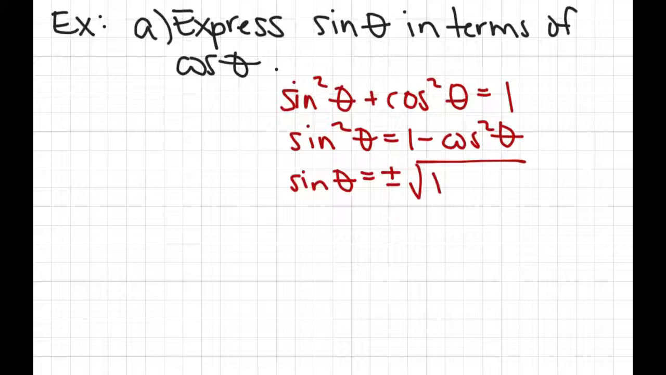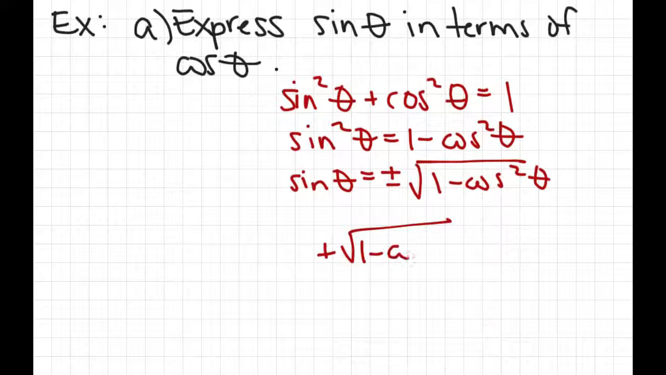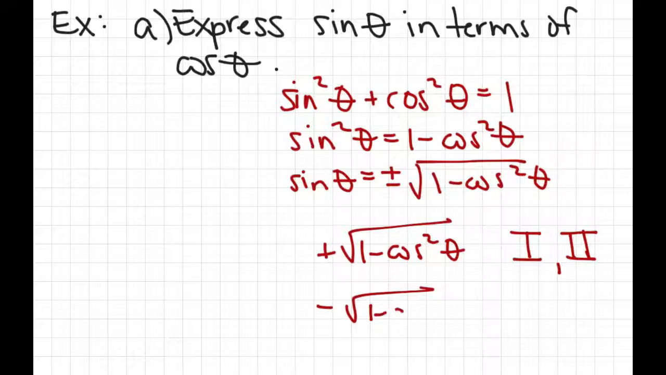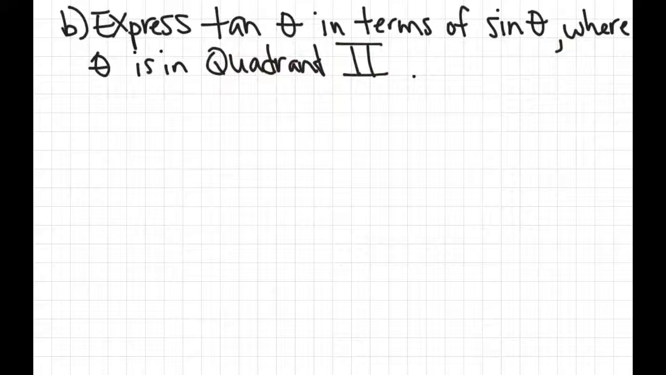And notice I have the plus or minus symbol. The reason I have the plus or minus symbol is because if it's positive, square root of 1 minus cosine squared theta, that means that it must be in quadrants 1 or 2, because those are where your signs are positive. If it's negative, square root of 1 minus cosine squared theta, it must be in quadrants 3 or 4, because those are where our signs are negative.